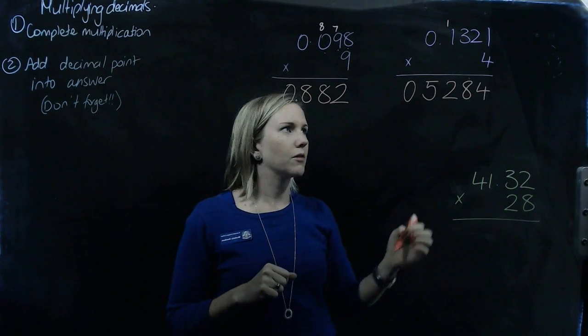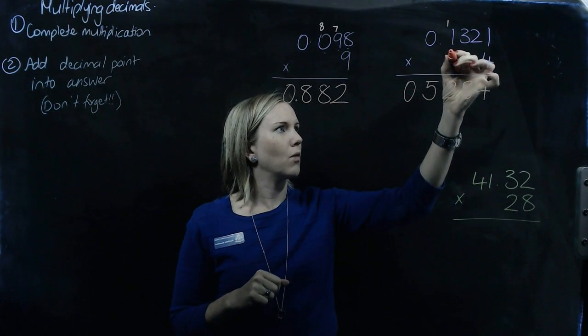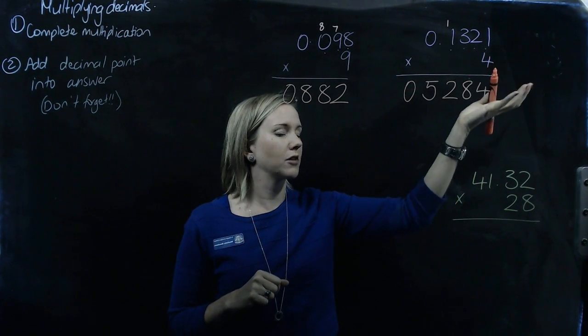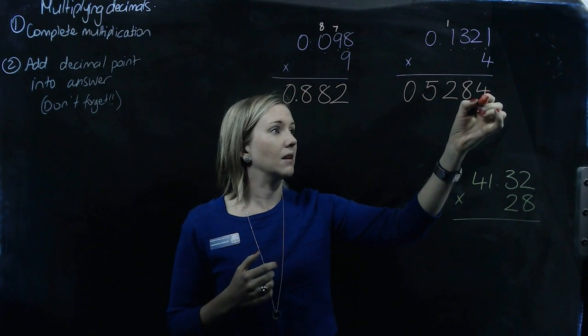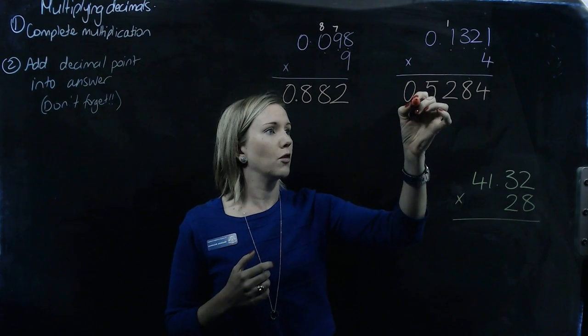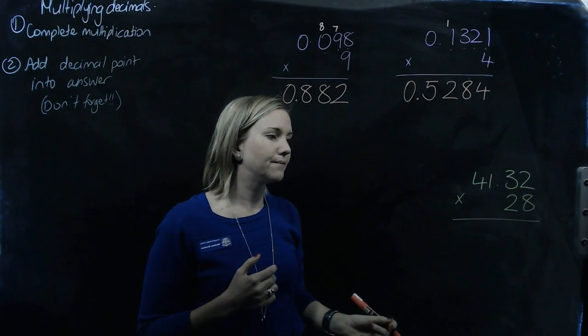Rightio, now I've got to put it in the right place. So in my question, I have 1, 2, 3, 4 numbers after my decimal point. So my decimal point is going to go 4 places in. 1, 2, 3, 4. Alright, that's our answer.